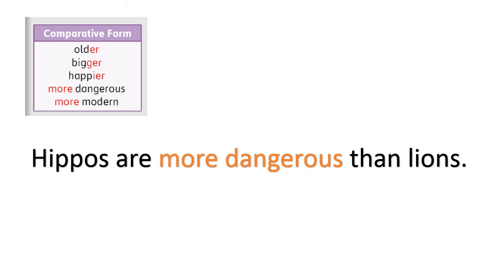What about the long adjectives? Hippos are more dangerous than lions. If we have a long adjective, we use more before it. Like here, more dangerous, more modern. Hippos are more dangerous than lions. The butterfly is more beautiful than the ant. So if we have a long adjective and we want to compare two things, we use more before the long adjective.